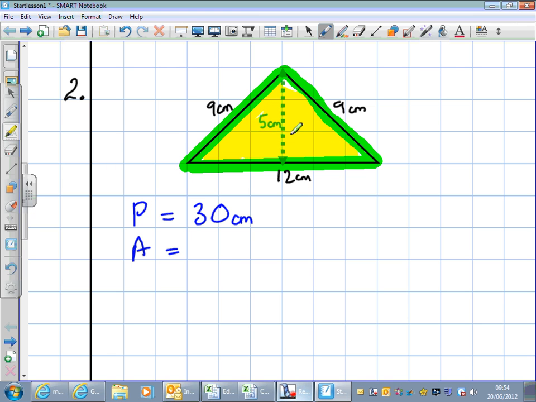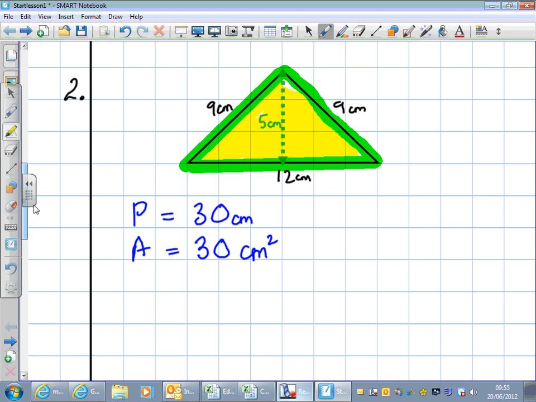we multiply the base times the height, 12 times 5. Exactly the same method we use for the rectangle. But because it's a triangle, we halve it. So it's 12 times 5, 60, halved, 30. Centimeters times centimeters, centimeters squared.